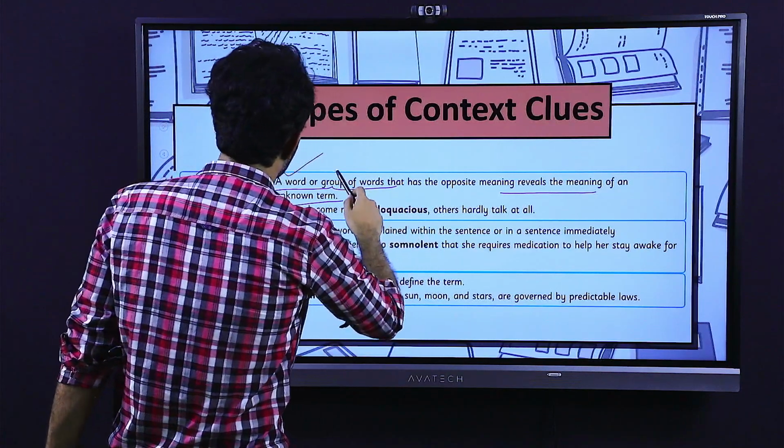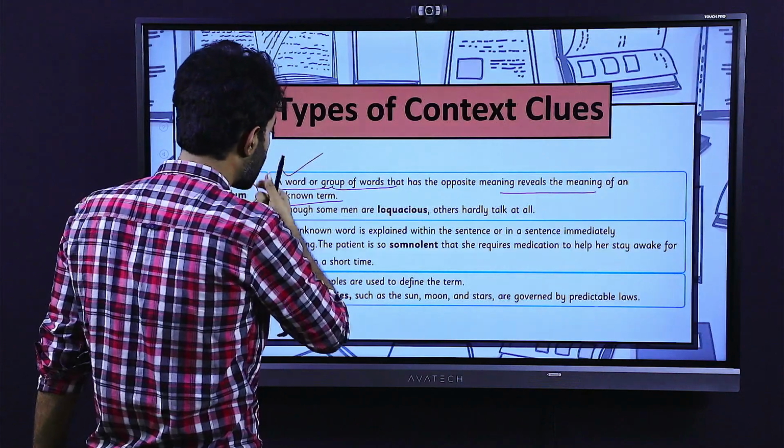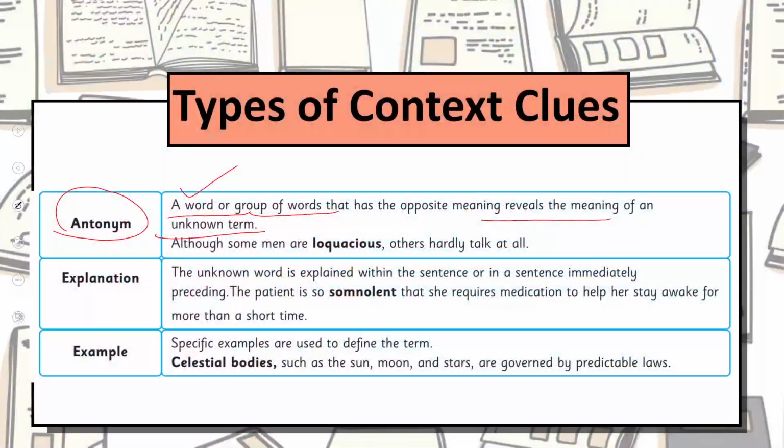So, first, antonyms are words having opposite meanings. Although some men are loquacious, others hardly talk at all. So what did we say? It could be a word or group of words. Here we have a group of words. Now, hardly talk at all. It means some people who are not talking.